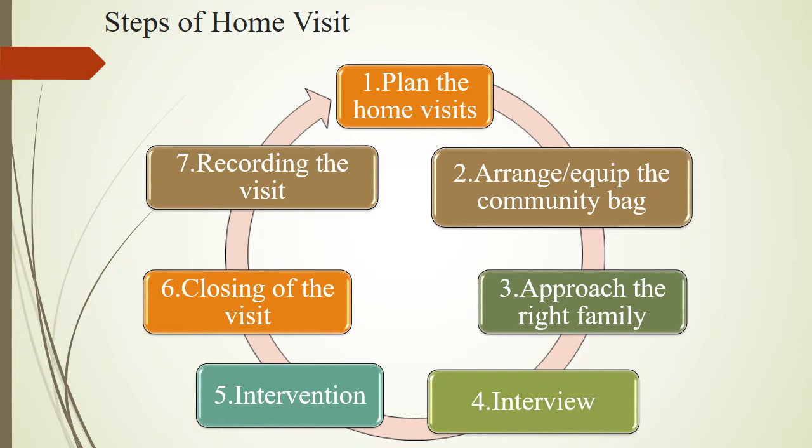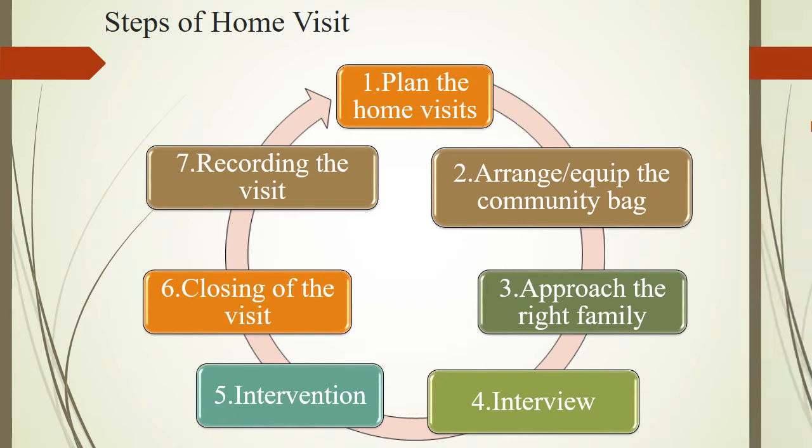And the second one is, after planning our home visit, arranging and equipping the community bag. So make sure your community bag has each and every article needed for the home visit. The third one is approach the right family. What the right family means, we will see later. Then the fourth one is interview, the fifth is intervention, the sixth is closing of the visit, and the seventh is recording the visit. So this is about the steps of the home visit.